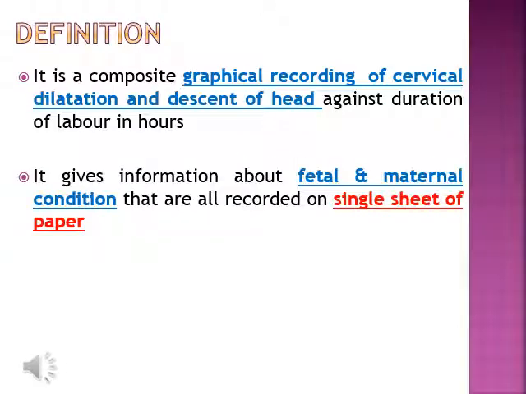Next is the definition. It is a composite graphical recording of cervical dilatation and descent of head against the duration of labor in hours. So a partogram is a graph form where we will record the cervical dilatation and the descent of head against each hour of labor. It gives information about fetal and maternal condition, all recorded on a single sheet of paper. So the partogram is a single graphical sheet of paper which gives the complete information about the mother and the fetus during the labor.